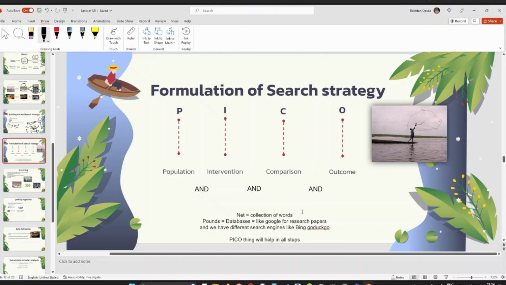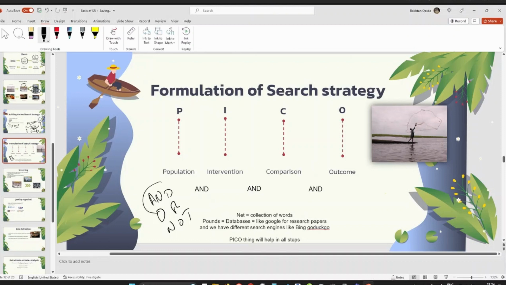What I would also do is use the Boolean functions. There are special keywords that we use, for example AND, OR and NOT. These are Boolean functions which are used in different databases. We can also use them in Google, but they are mainly used in research databases.